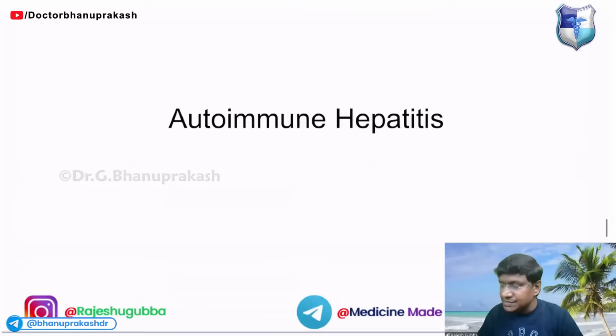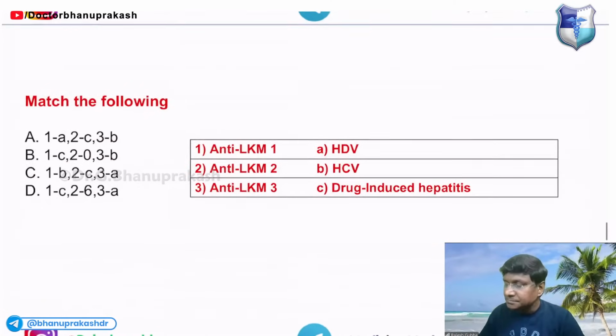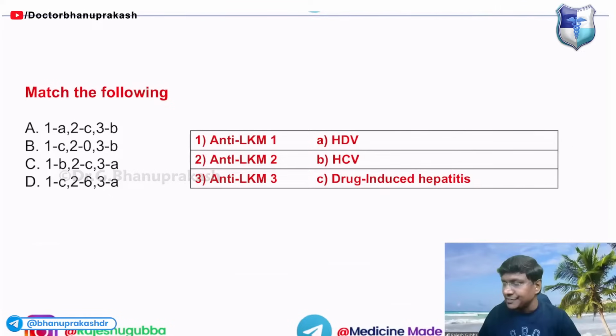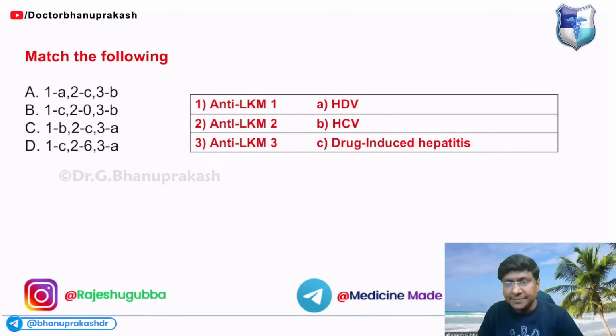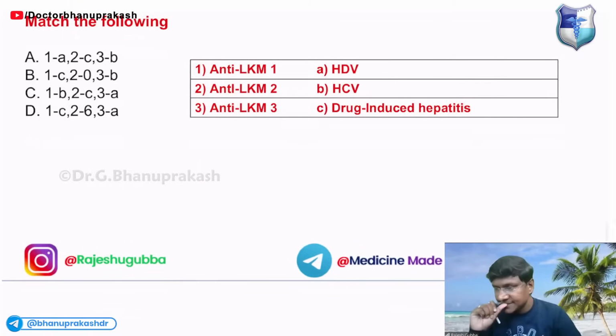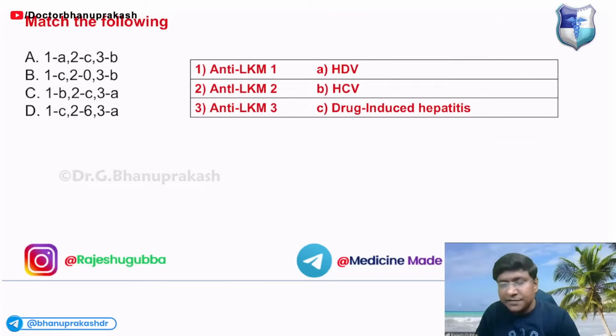Next topic is autoimmune hepatitis. In autoimmune hepatitis, what are the antibodies? The anti-LKM antibodies. Okay, match the following: anti-LKM 1, 2 and 3. Match the following, please. One more important question that will be asked in hepatitis D is super infection and co-infection.